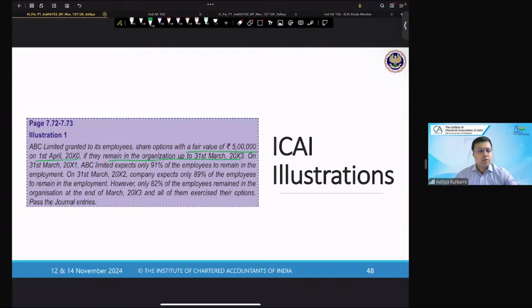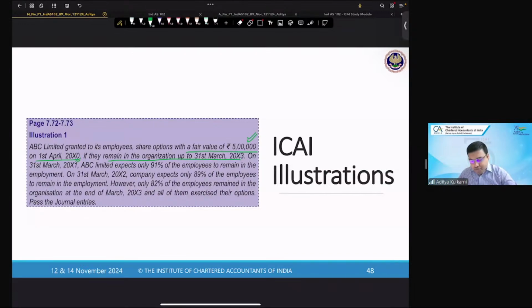X0, X1, X1, X2, X2, X3. For 3 years, they will have to render the services. Now, what is the grant date? 1st April 20x0. And what is the fair value of the options on the grant date? 5 lakhs. So this will become my measurement value.